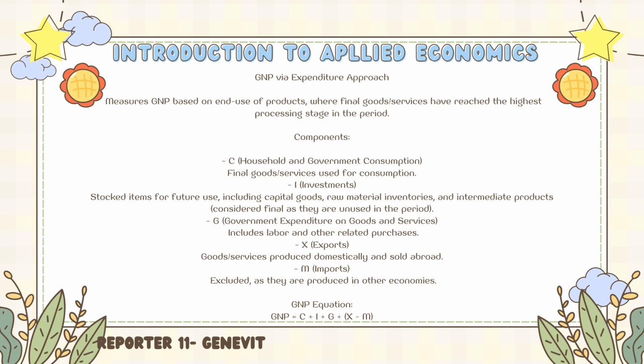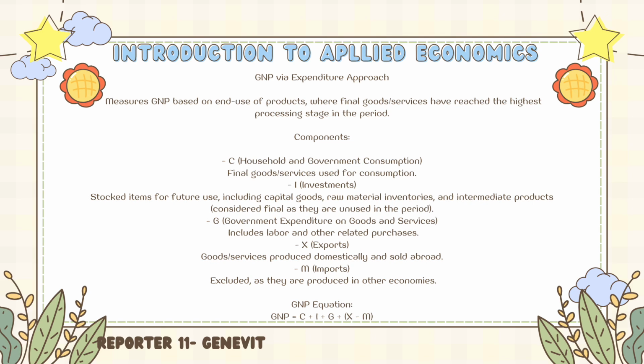C is household and government consumption, encompassing fully processed final goods and services for immediate use. Household consumption includes daily items like food, clothing, utilities, and services such as healthcare and education. And government consumption covers public services like schools, maintained roads, and public healthcare. No intermediate materials are counted to avoid double counting.